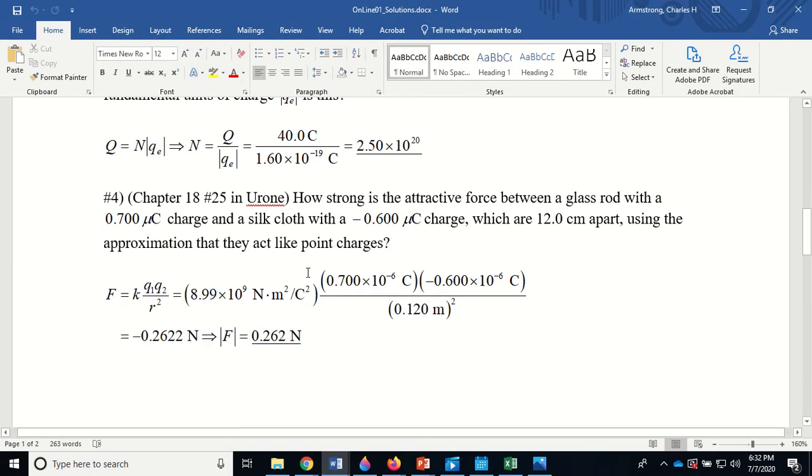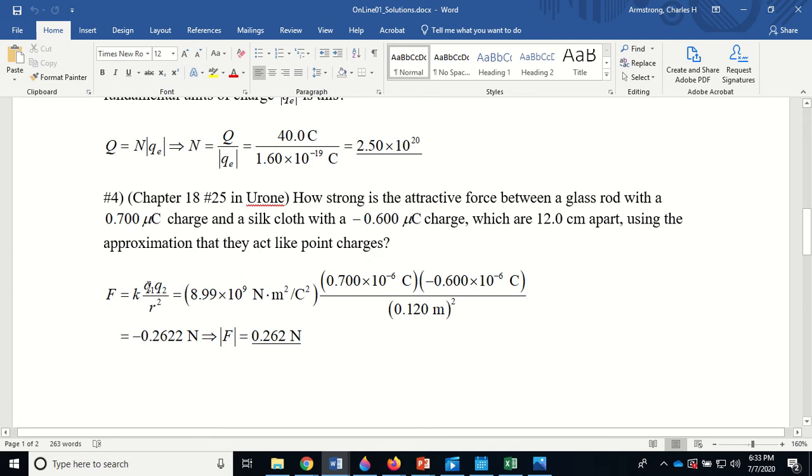So, how strong is the attractive force between a glass rod with a 0.700 microcoulomb charge and a silk cloth with a minus 0.600 microcoulomb charge, which are 12 centimeters apart? Using the approximation, they act like point charges. Okay, so we use Coulomb's law. We know what K is. Well, I got 8.99 here instead of 9.